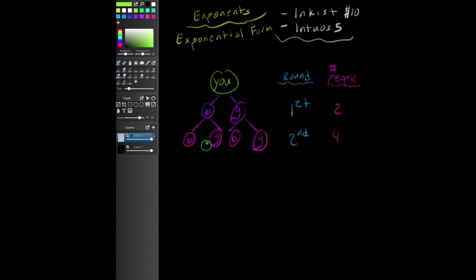In this next round, all of these people will hear the information. I'm just going to put a new layer on for now. So in this next round, these people will tell 2 more people. So we have a boy and a girl, and so on.